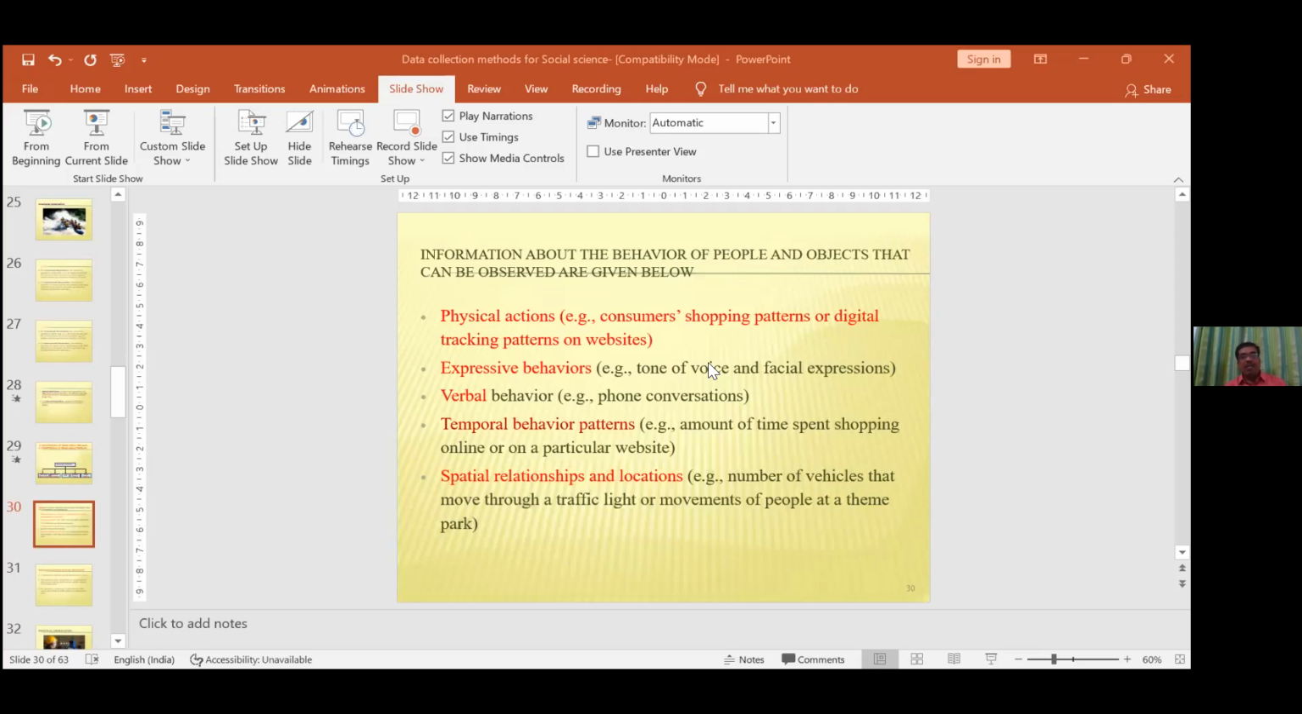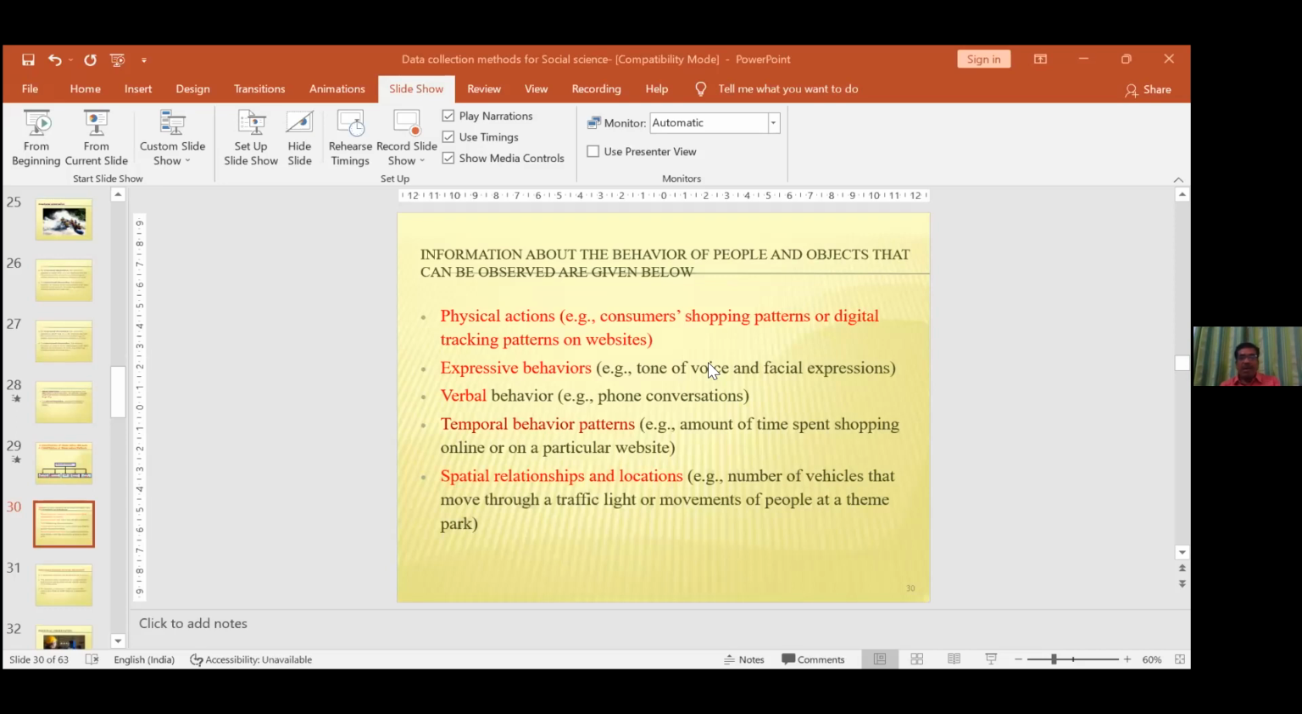Similarly, let's take verbal behavior. What is verbal behavior? You would like to collect the data with regard to phone conversations, how people have communicated their ideas about their product through phone. Either it could be mobile or some traditional phone. You can use this method, that is, the observation method. Okay.